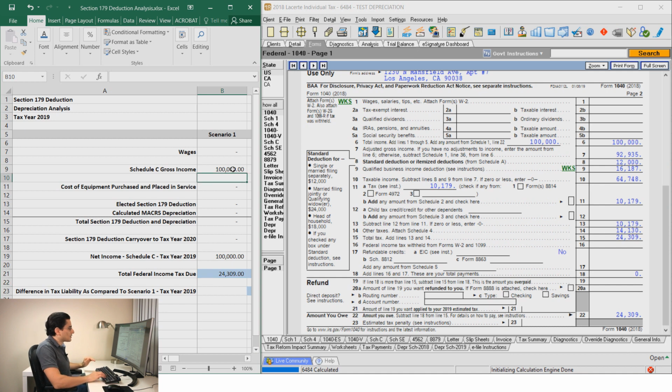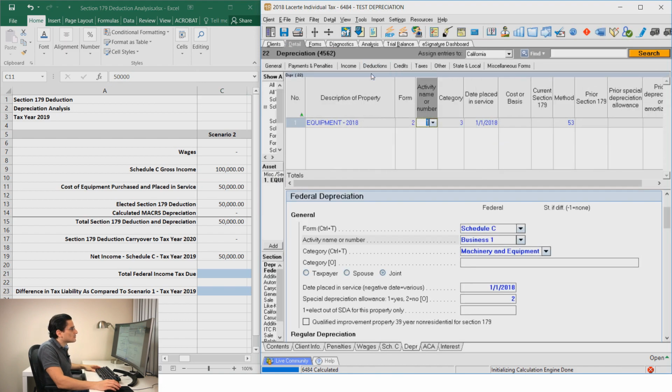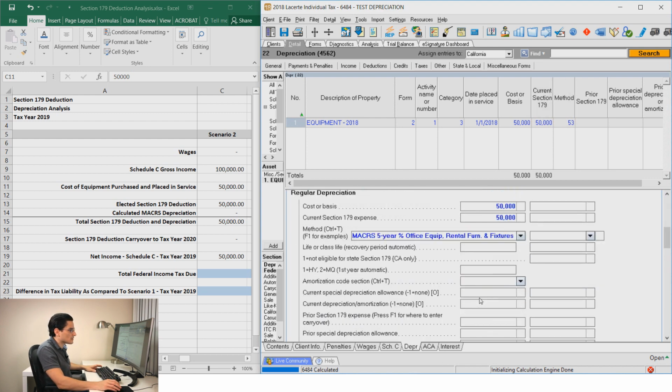Now, taking a look at scenario number 2, we have a very similar situation, but now we have purchased and placed in service $50,000 in machinery and equipment, and we're also electing $50,000 in Section 179. So let's do that. We'll go to the depreciation section here. So the cost basis would be $50,000, and then the Section 179 deduction would also be $50,000. Let's make sure that we did that correctly.